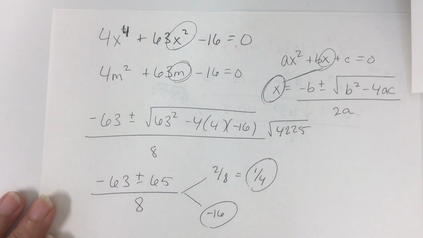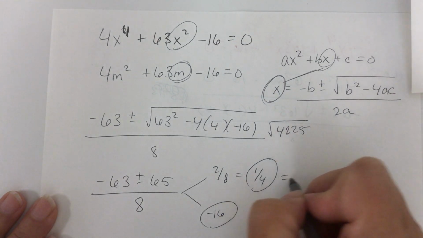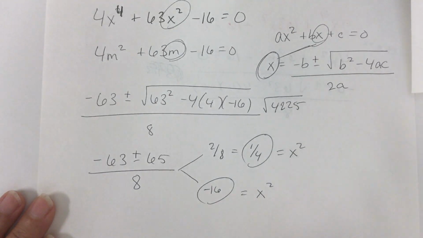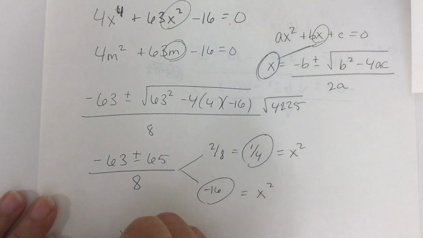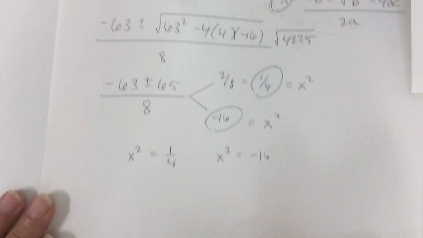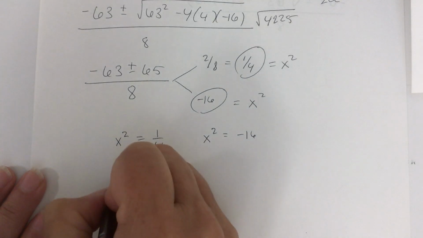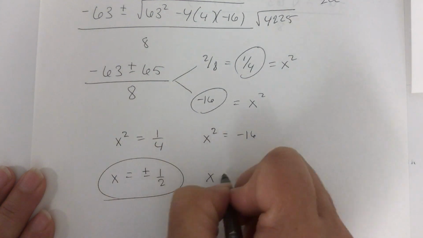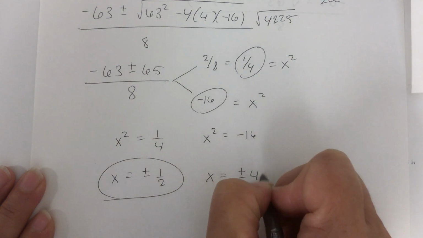So we have to do one more step. This is equal to x squared. So you need to solve those equations to get it all the way down to x. So if x squared is equal to 1/4 and x squared is equal to negative 16, then x is equal to plus and minus 1/2 and x is equal to plus and minus 4i.